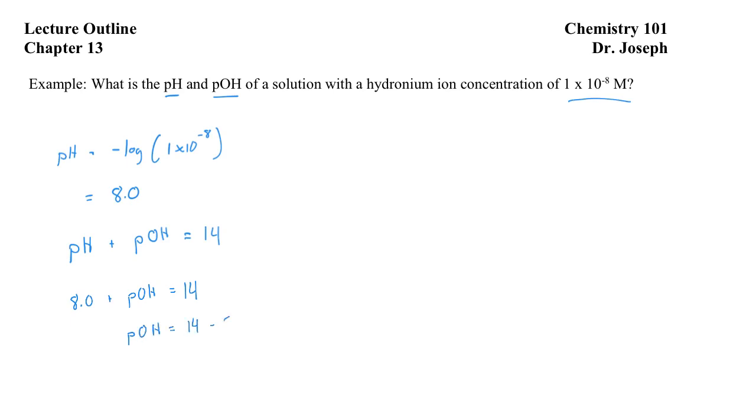And remember that 14 is an exact number, so it has an infinite number of significant figures, and we're subtracting 8.0, which goes out to the tenths place. So when we write down the value of 6, the calculated value, we need to express it to the tenths place as well.